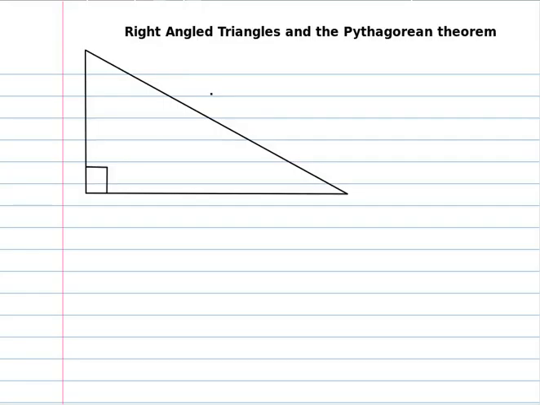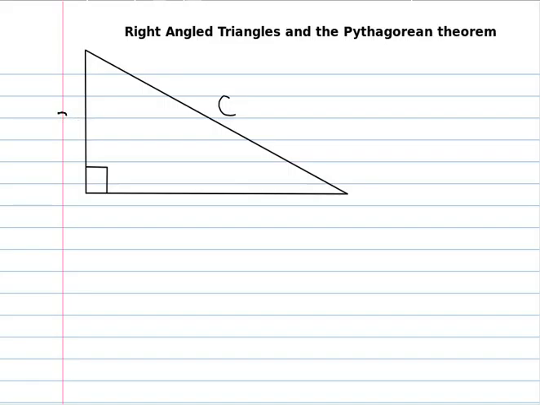Okay, so the easiest way to start is to label the sides. For simplicity's sake, we're going to label the hypotenuse C. And for the Pythagorean theorem, that's the important factor, that the hypotenuse is always C.